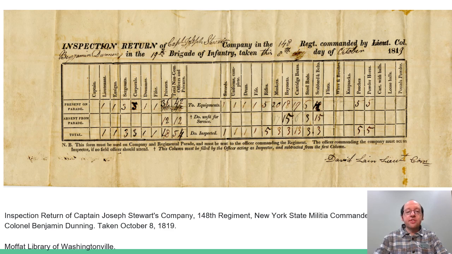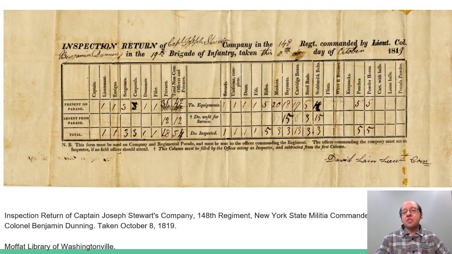For example, this is an inspection return of Captain Joseph Stewart's company, 148th New York, and this was taken on October 8th, 1819. And you could see basically how many soldiers were active in this specific company. You could see that they don't just have rifles and muskets, they also have a fifer and a drummer, and basically they would have been used as your radio relayers during this time period of war when you need to communicate something across a battlefield.